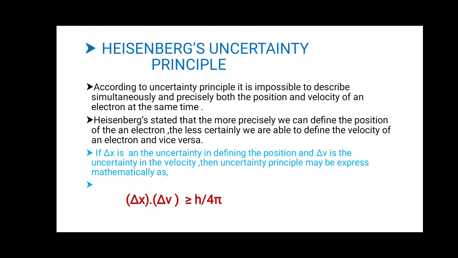If delta x is the uncertainty in defining the position and delta v is the uncertainty in the velocity, the uncertainty principle may be expressed mathematically as given in the equation. That equation is here: delta x times delta v is greater than or equal to h upon 4 pi.